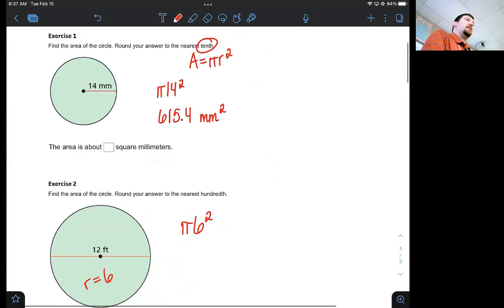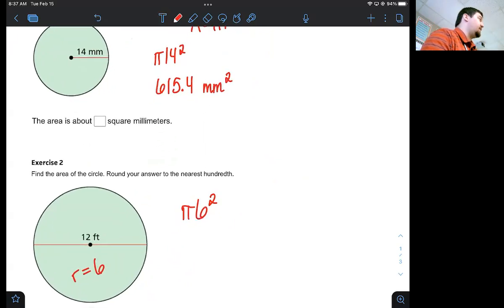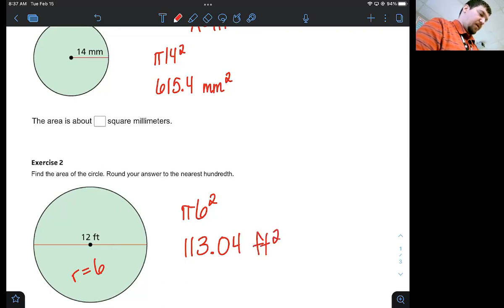These area formula and circumference formulas for circles are not difficult to use. What is 6 squared, Caden? 36. And do 36 times pi for me. 36 times pi. Did you use the pi button? Yeah. Okay. 113.09 if you use the pi button, 113.04 if you use 3.14. And then how do I label this? Somebody want to give me my label, Hunter? Feet squared. Yeah, feet squared. Good.